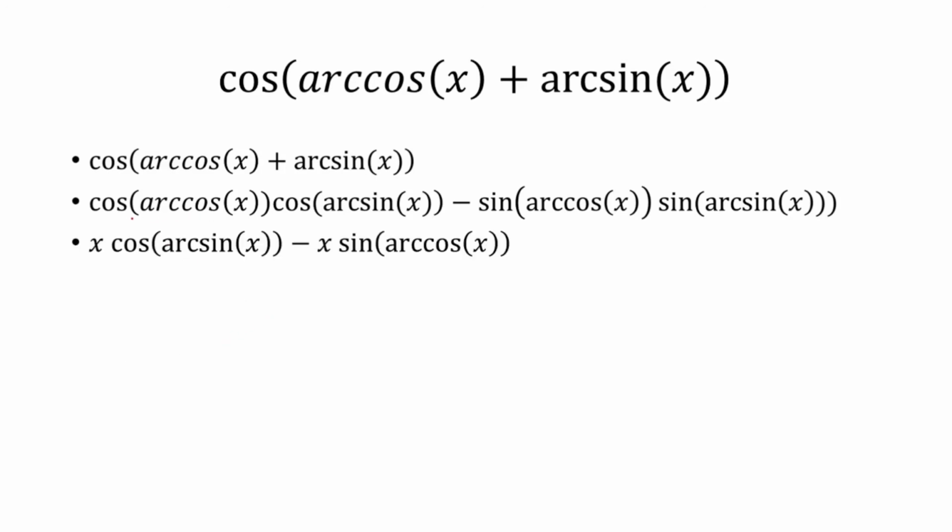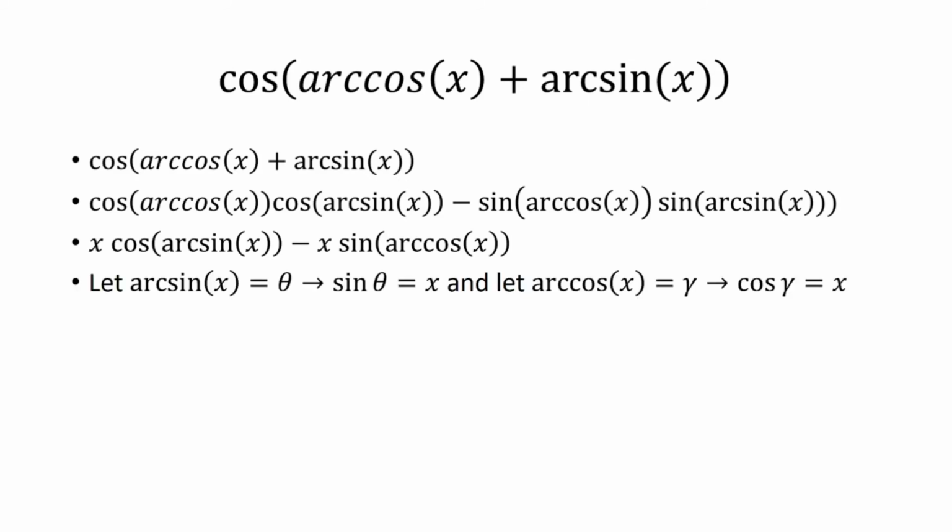Cosine and arccosine are inverses of each other. So whenever you compose inverses, you're always going to get x. Here we have to be careful that x is in the proper domain. Similarly, with sine of arcsine of x, they're inverses, and when you compose inverses, you get x. So that leaves us with x times cosine of arcsine of x minus x times sine of arccosine of x.